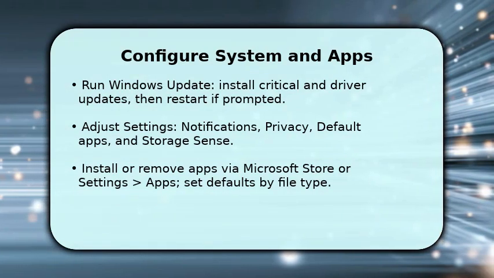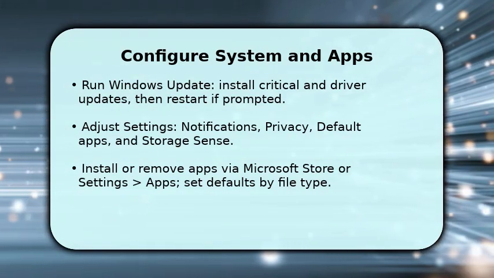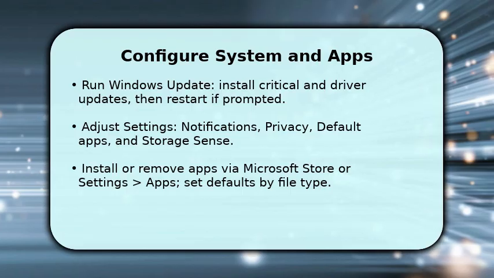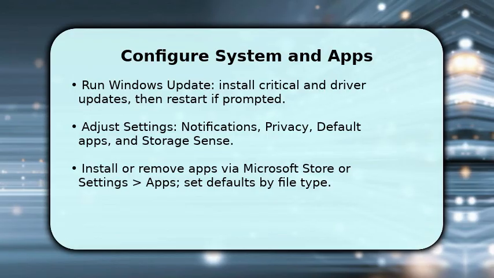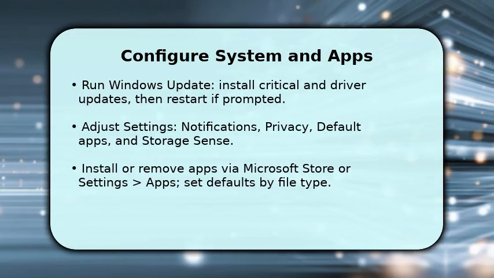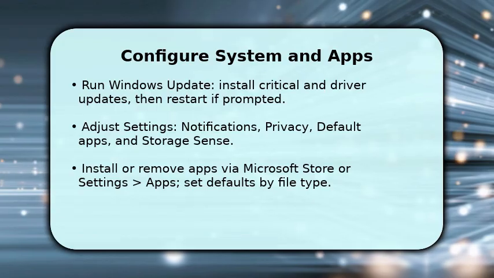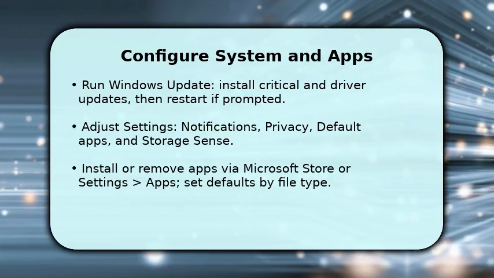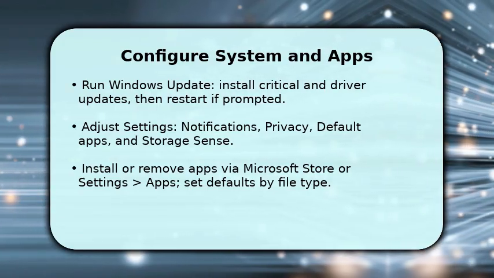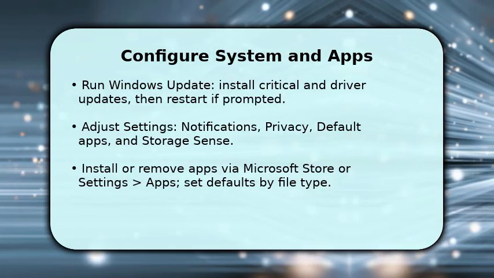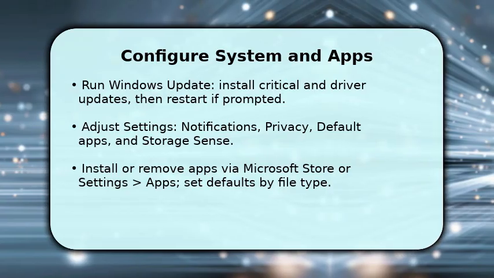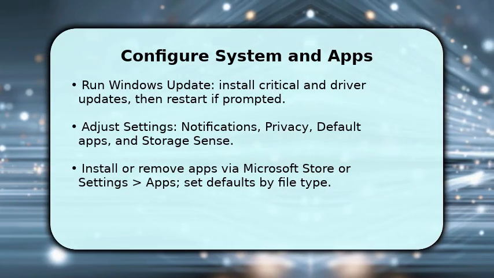Once done with basics, open settings to customize the system. Check Windows Update and install drivers to ensure stability, then restart if required. Next, manage privacy and notifications so apps only access what you allow. This reduces distractions and protects data. Install essential apps from Microsoft Store or trusted installers, and use Settings apps to set default programs by file type.